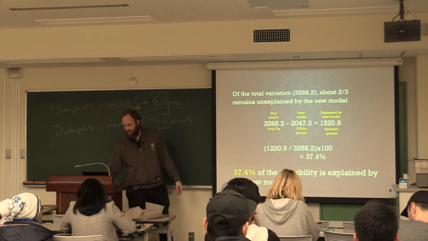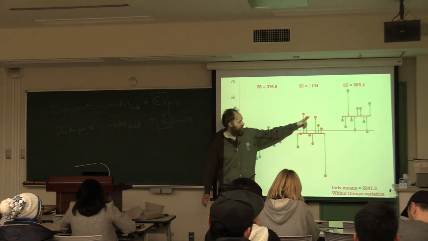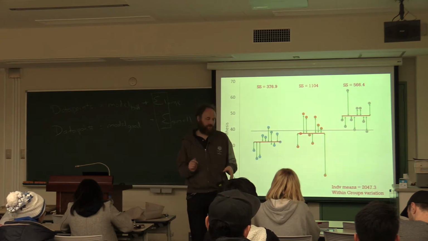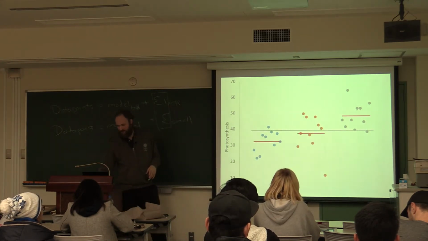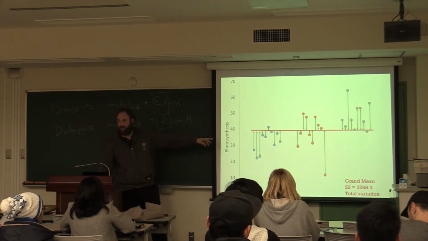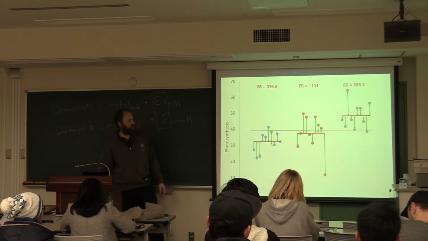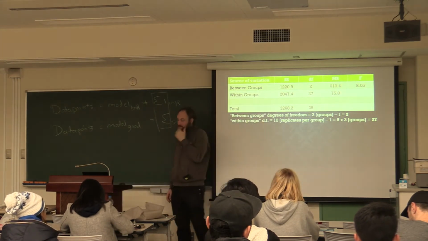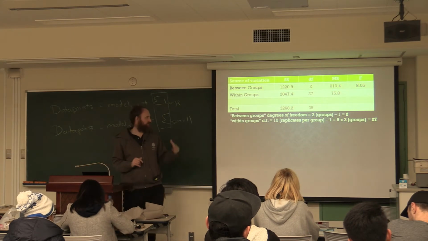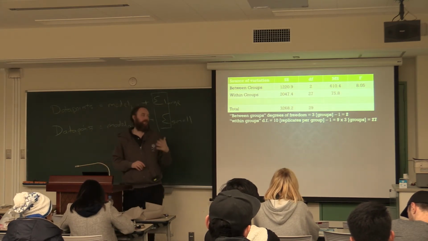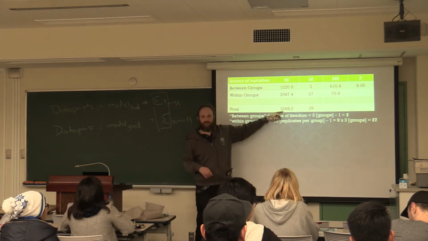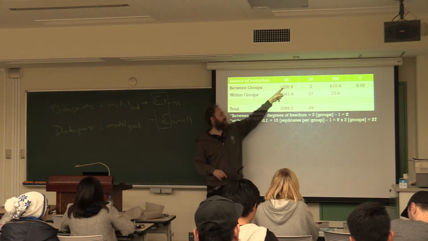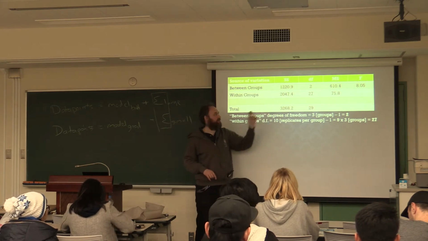This plus this plus this is 2047. That's the variation within the groups. That's our total variation, and this 1221 is the variation between the groups. It's called between groups variation or among groups variation. But basically, if you add these two together, you get this one. This is the new model. This is the null model. And this is what's explained by the new model.